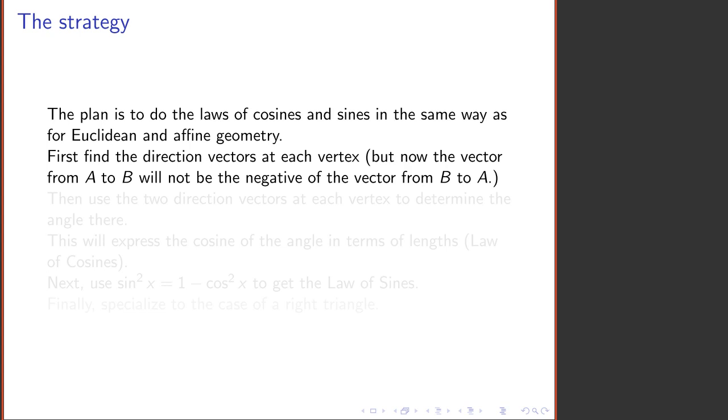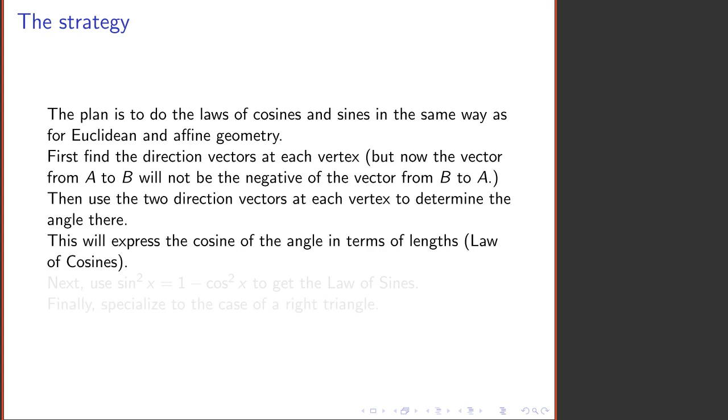Once I found these, I'm going to use the two direction vectors at each vertex and take their dot product to determine the angle there. And once I've done that, I found a way of expressing the cosine of each angle in terms of lengths. That's the law of cosines, which works in every geometry. And then, you guessed it, I'm going to replace sine squared x by 1 minus cosine squared x, plug in my formula for the cosine of each angle, and I will end up with the law of sines.